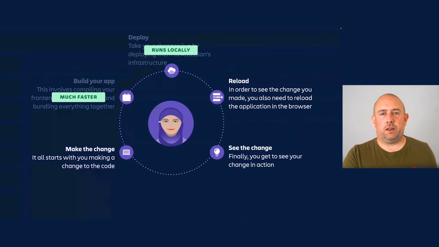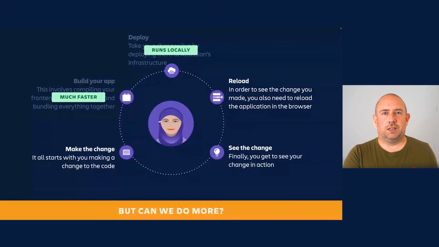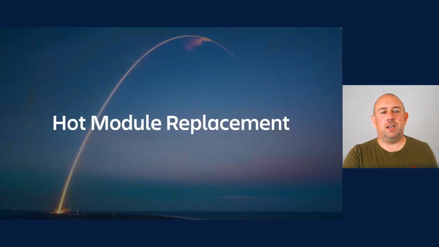When we look at our dev cycle, building the app is now much faster, which is good. But can we do more? Can we do even more? And Vite can do even more. And this is where it gets really great with hot module replacement. So what does it do?